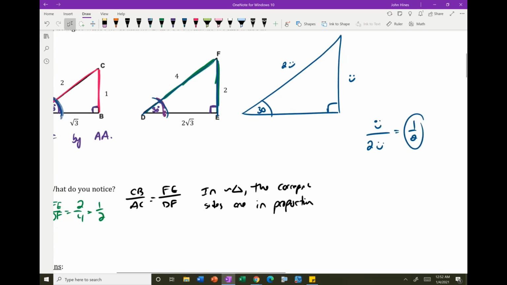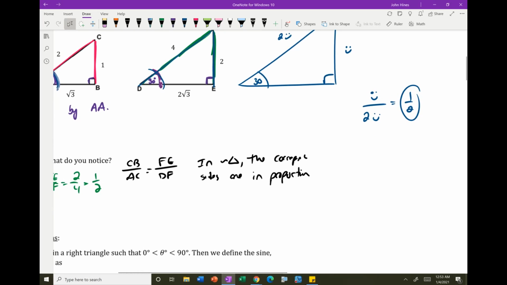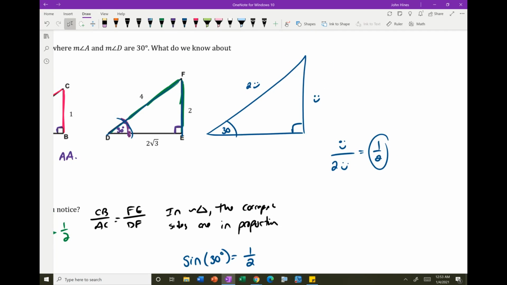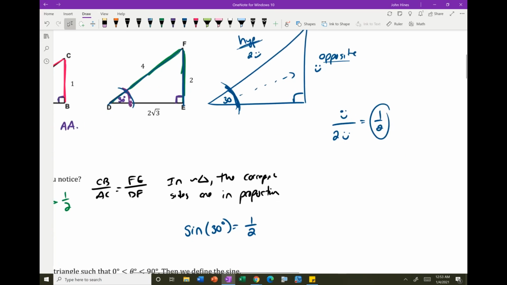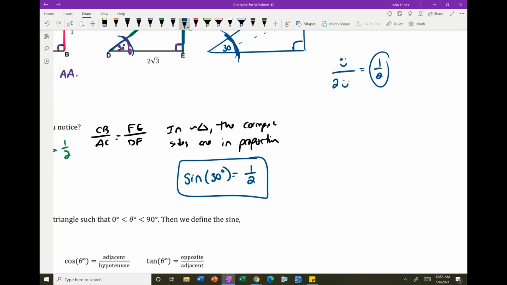So we define that ratio here as the sine of 30 degrees. So we say the sine of 30 degrees is 1/2. That ratio, regardless of how big the triangle actually gets, the ratio between the opposite side from 30 and the hypotenuse for this 30-degree angle, regardless of what triangle you're in, is always 1/2. And that's what trigonometry boils down to.